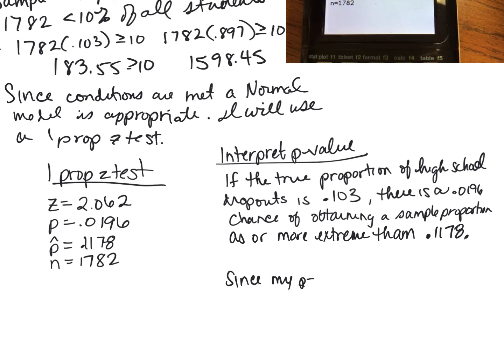Since my p-value is so small, it's less than 0.05, it's less than 0.02, we're definitely rejecting. And I forgot an important piece in this. P-value of 0.0196. The AP exam specifically requires you to link your conclusion to the p-value number. So it requires you to have the p-value number in your sentence. So since my p-value of 0.0196 is so low, I reject the null hypothesis.